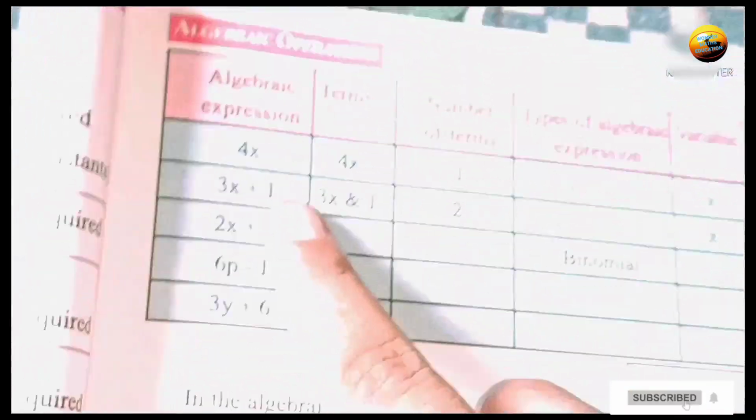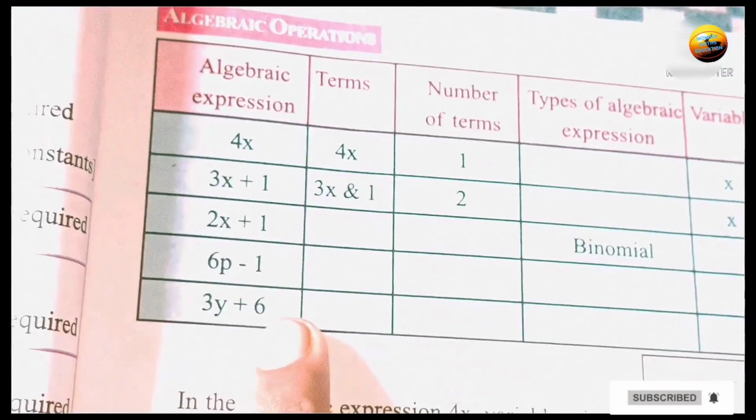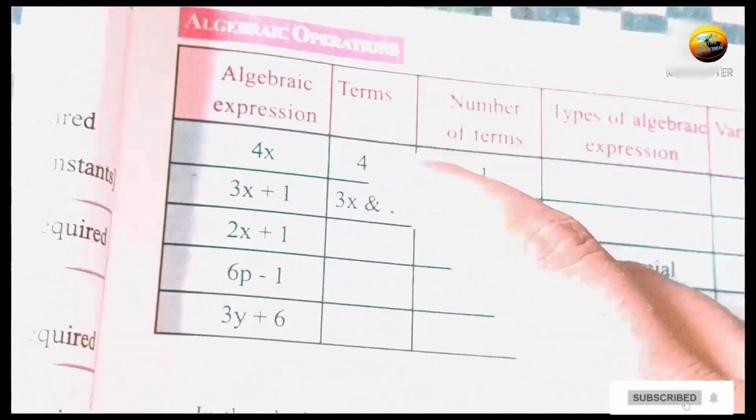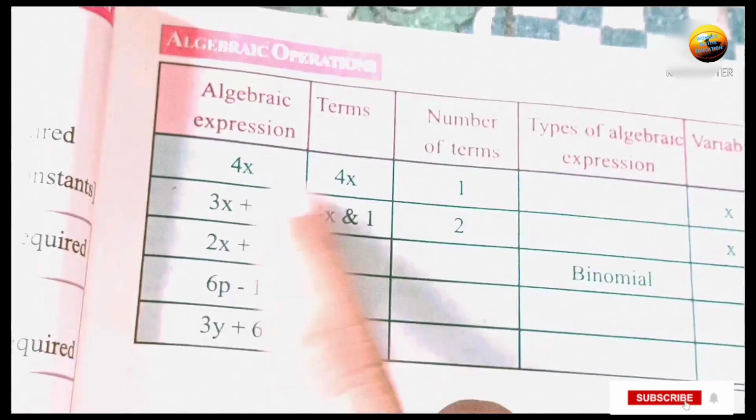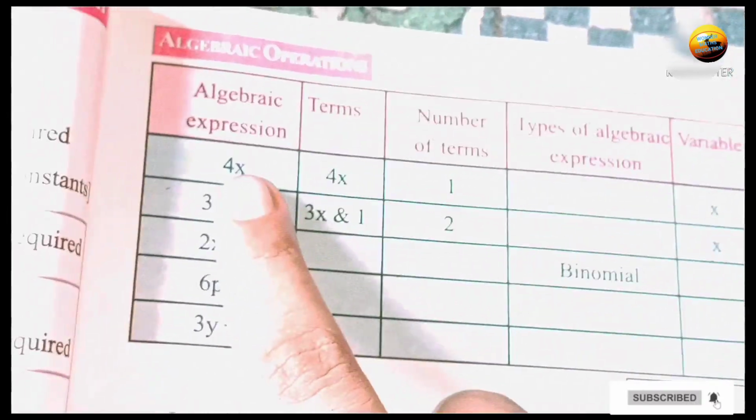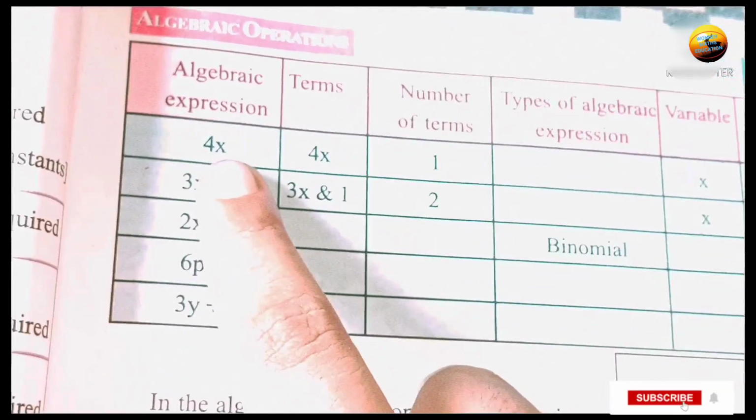Here there are algebraic expressions written such as 4x, 3x plus 1, 2x plus 1, 6p minus 1, 3y plus 6, and then we have to write the number of terms. Suppose 4x, here only 4x, we have to write the number of terms that is 1. So 4x is the term of the algebraic expression 4x.